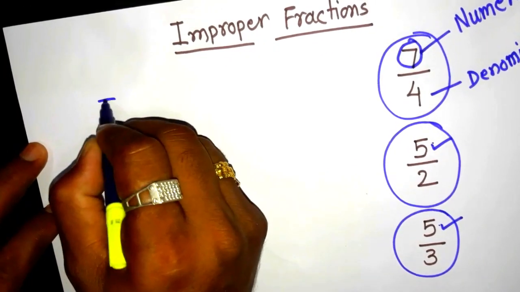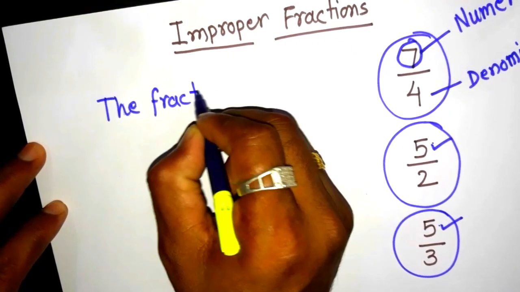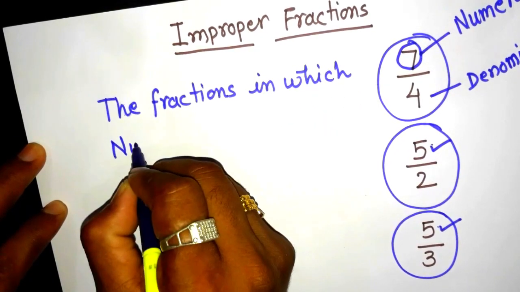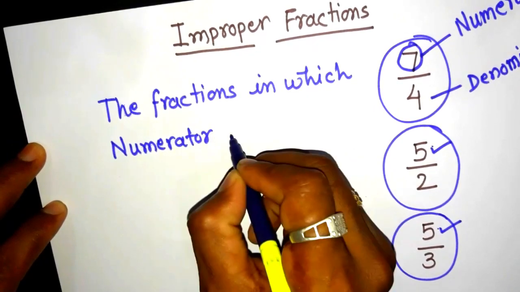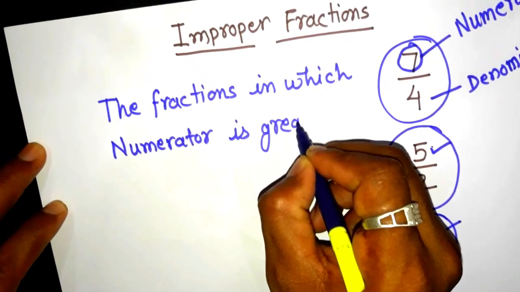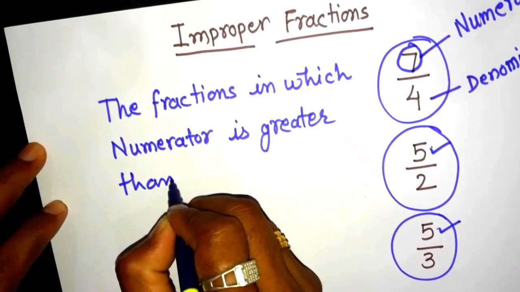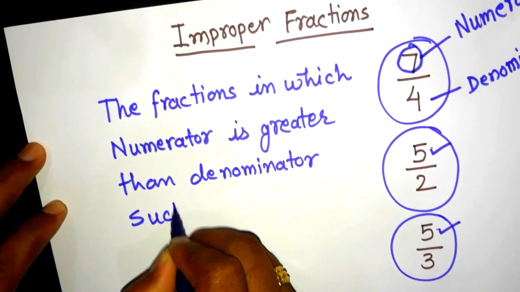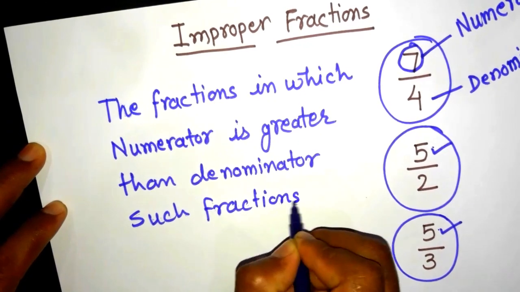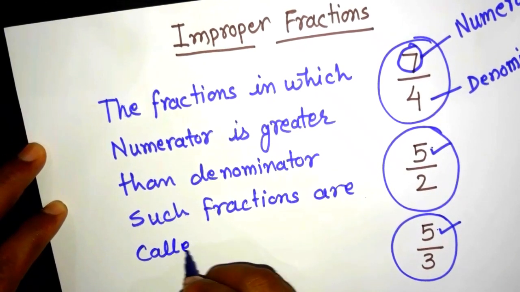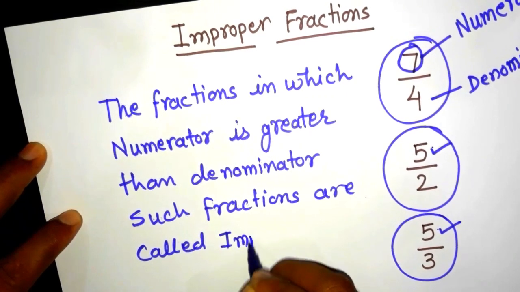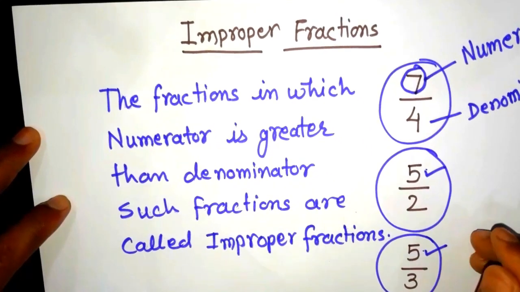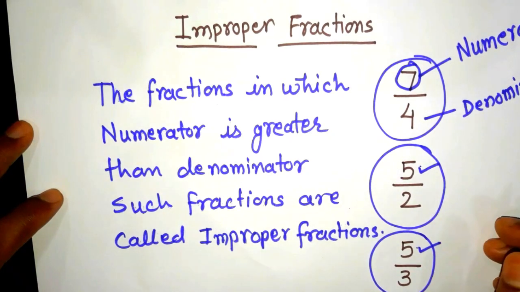So the fractions in which the numerator is greater than the denominator, such fractions are called improper fractions. So in this way we have learned what improper fractions are.